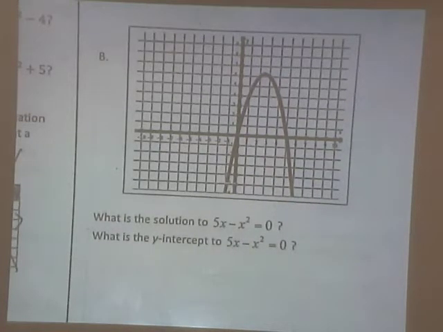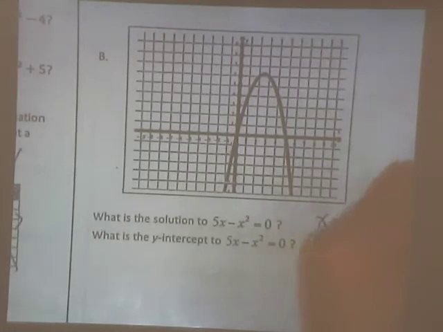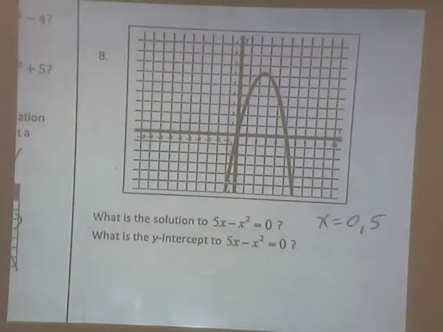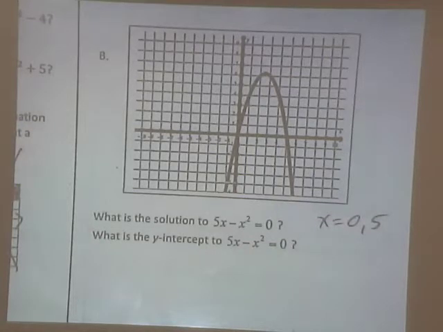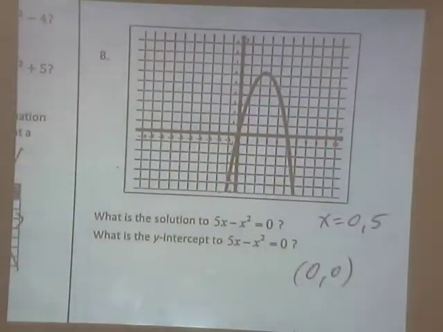Okay. So what's the solution to this graph? Where's it crossing the x-axis? X equals 0 and 5. Good. And where's it crossing the y-axis? What's the constant? -5? The y-axis, 0. There is no constant. There's no number without a variable. Every term in here has a variable, so there is no constant. So it's actually crossing at 0, 0, right there.